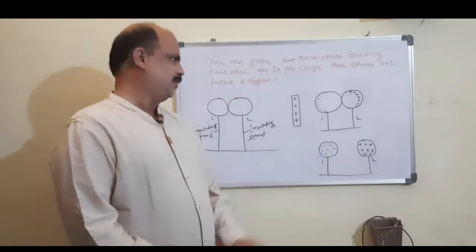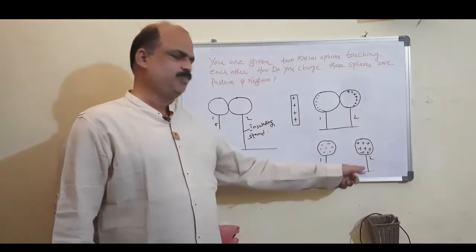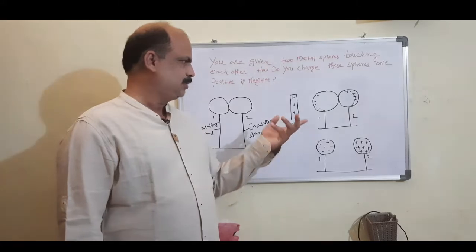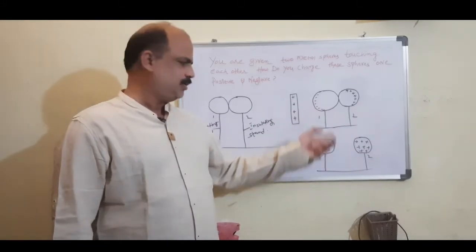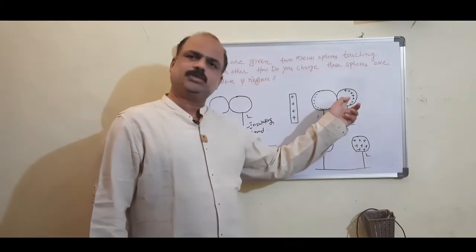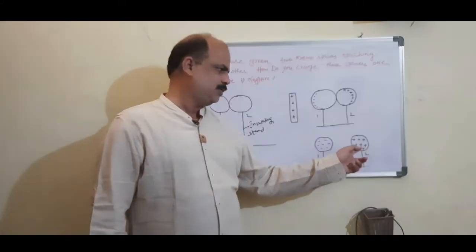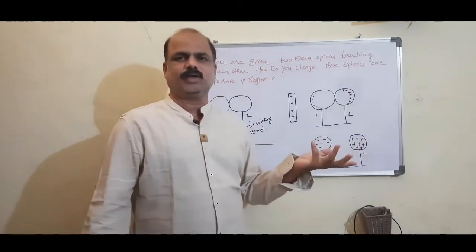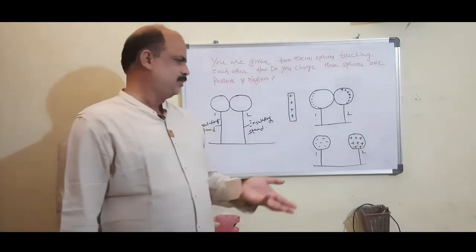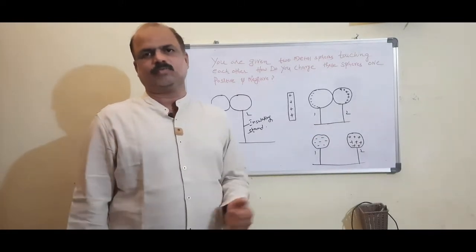Now, remove this positively charged body and separate these two spheres by a certain distance. Then what happens? The negative charge accumulated here is distributed uniformly over the surface of the first sphere. The positive charge accumulated here is distributed uniformly over the surface of the second sphere. In this way, we can convert these metallic spheres into two charged bodies, one positive and another negative. This is the process of induction.